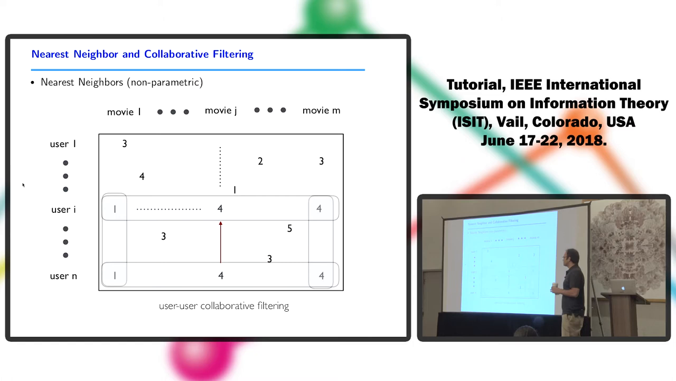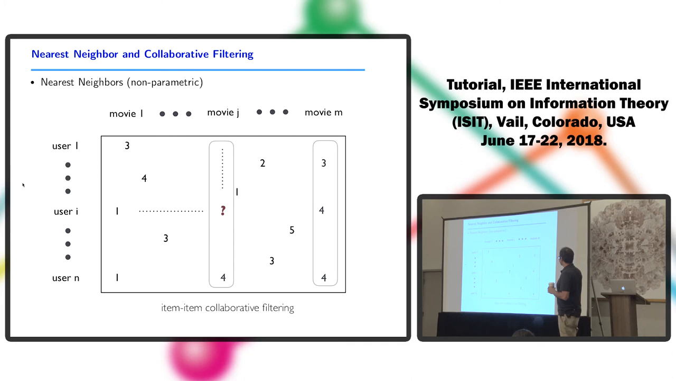Now you look at this and you say, what's so great about rows? I can do columns too. There's nothing special about rows. So why don't we do columns? That is, I want to fill this entry in this column. Let me find another column which has some overlap and also has an entry in that row, and then just transport it. That's item-item. And people use a combination of these and a variety of other things in practice, but this, in a nutshell, is collaborative filtering.